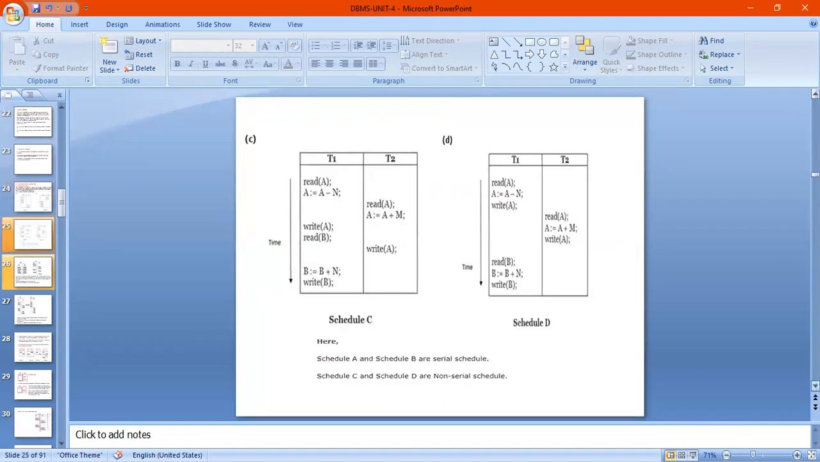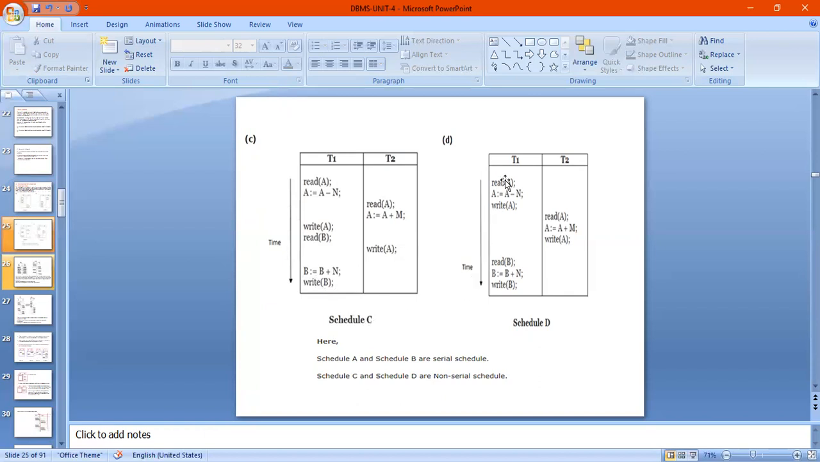In schedule C, in the first initial time slash, for T1, read A, A equals A minus N, and in the next time slash T2 is coming: read A, A equals A plus M. After this, write A, read B, write A. In transaction T1, B equals B plus N, write B. So this is schedule C.